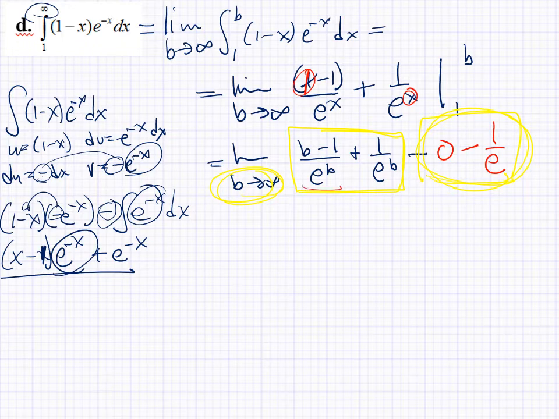Let's look at this fraction here. As b goes to infinity, the numerator is going to go to infinity, the denominator is going to go to infinity. So we have an infinity over infinity limit. How are we going to handle that? Well, that's where L'Hopital's rule is going to come in.